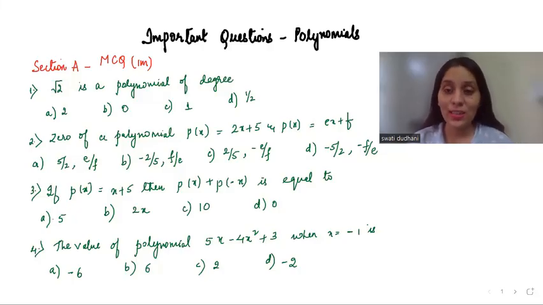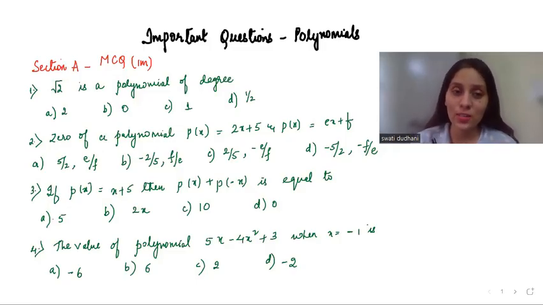Hi. Today in this video, we'll see some most important and most repeated questions of grade 9th chapter polynomials. It is divided into three sections. Section A will consist of 1 mark questions, section B of 2 or 3 marks, and section C of 4 mark questions. So let's get started.